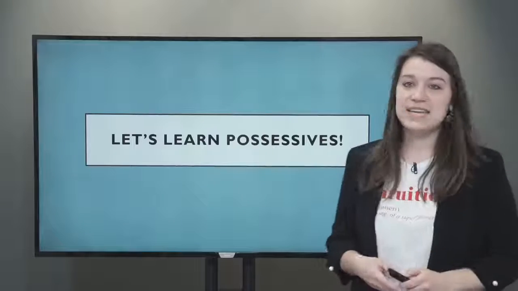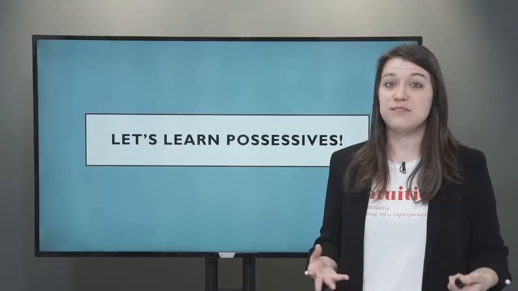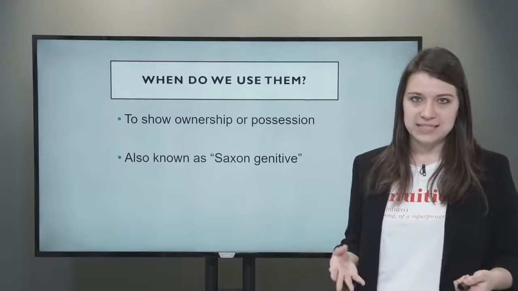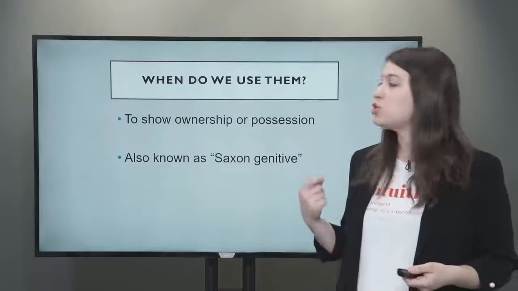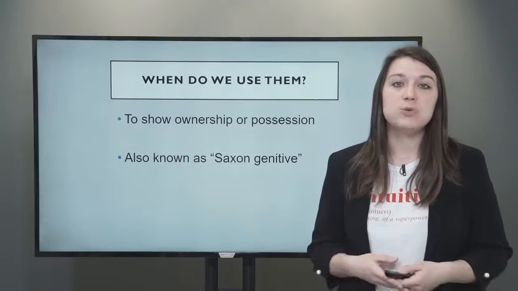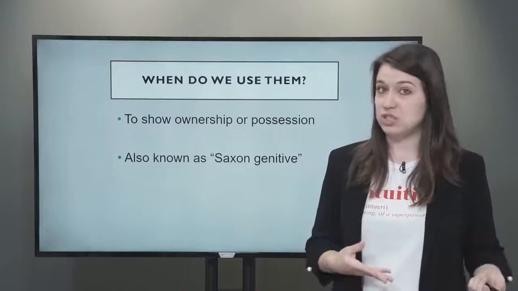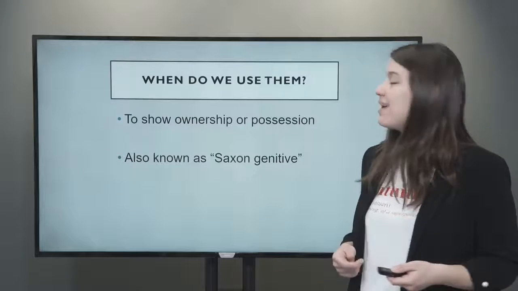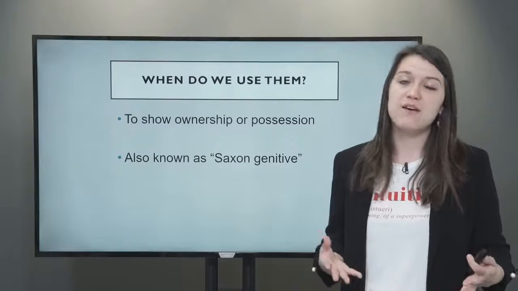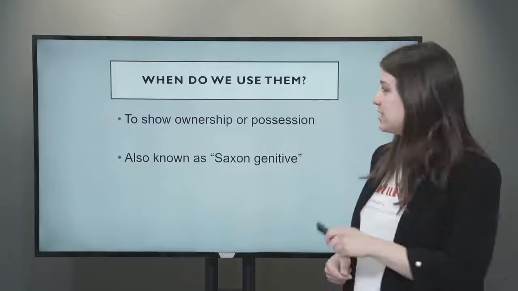So today, let's start talking about the possessive form. But first, let's define what exactly it is. When do we use possessives in English? We use them to show ownership of something or possession. This is also known as the Saxon genitive. So the possessive or the Saxon genitive, it's the same thing. There are different forms of the possessive, so we're going to look at all of them along with some examples, okay?